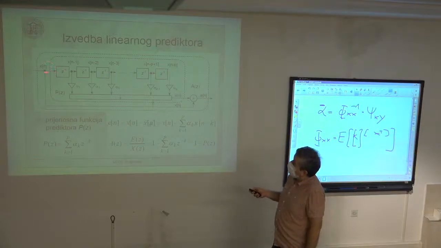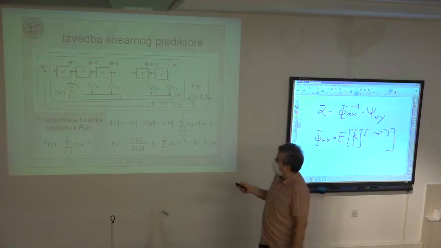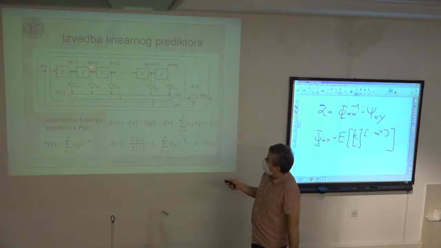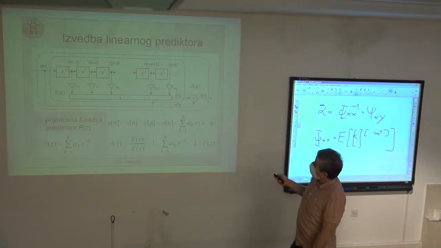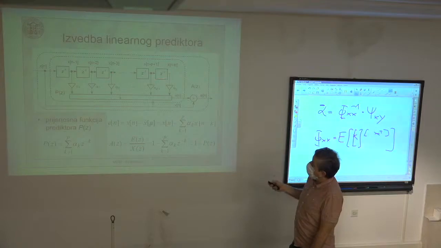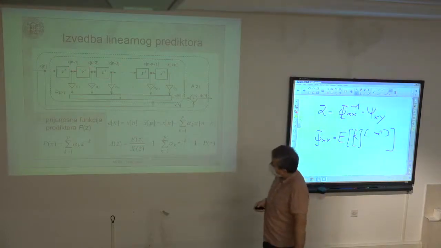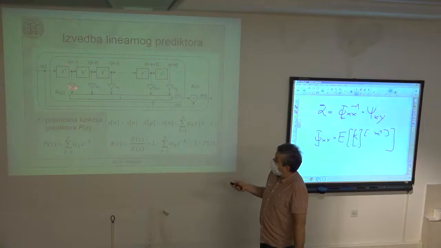So if this here is x of n, then the output of this z to the minus 1 is x of n minus 1. Then the output of the second element is x of n minus 2. So it is just a delay line. I have p delayed samples, n minus 1, n minus 2, up to n minus p. And what I do, I multiply this one, x of n minus 1, with alpha 1.